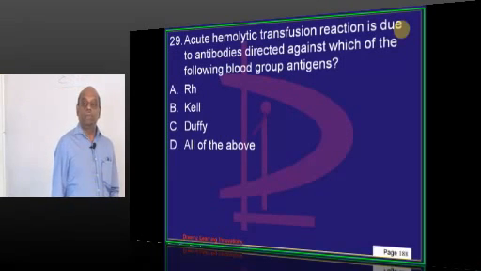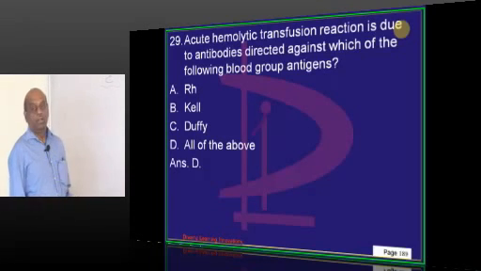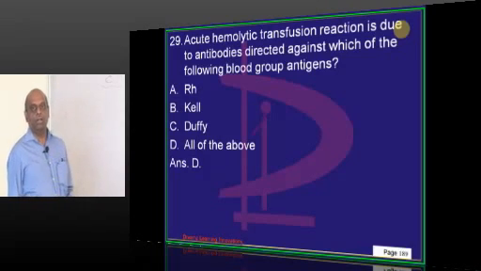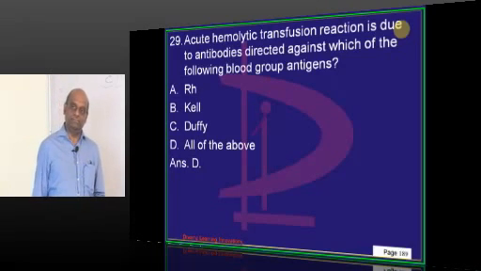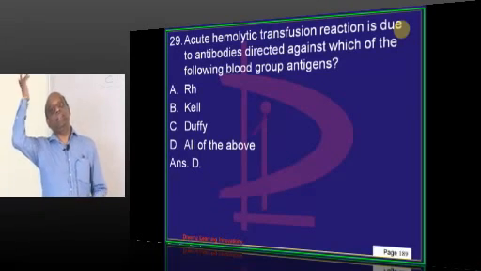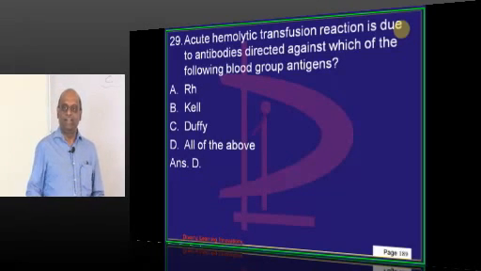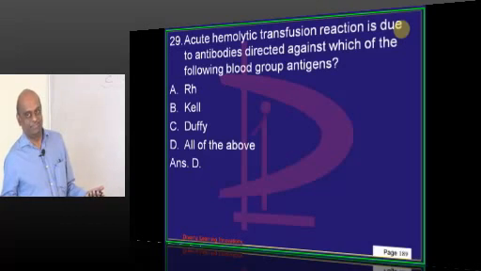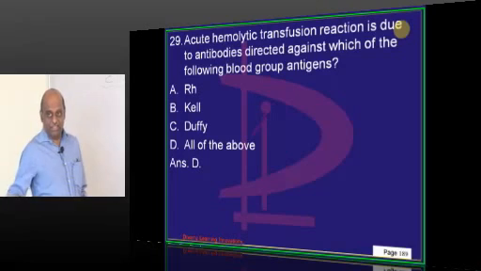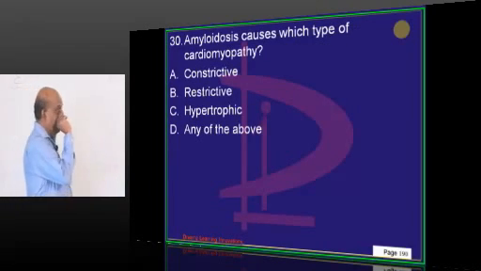Then acute hemolytic transfusion reaction can occur against RH, Kell or Duffy. Duffy dies, Kell kills, Lewis lives. Lewis blood group, it is not mortal. So Duffy dies, Kell kills, Lewis lives is the adage you need to remember.